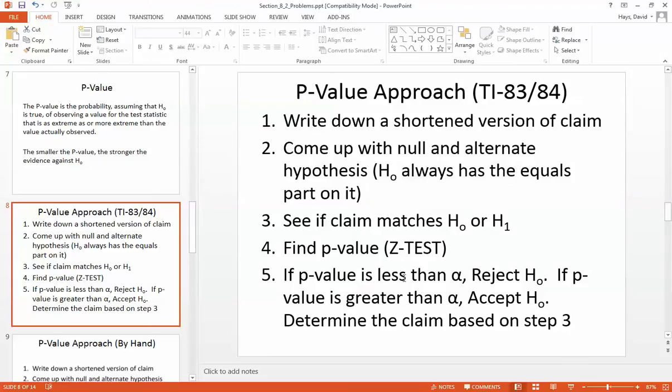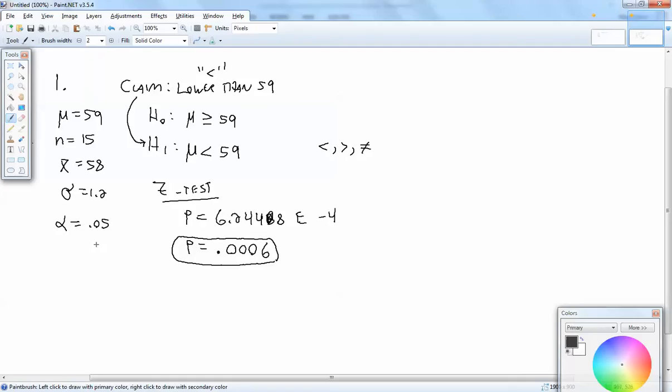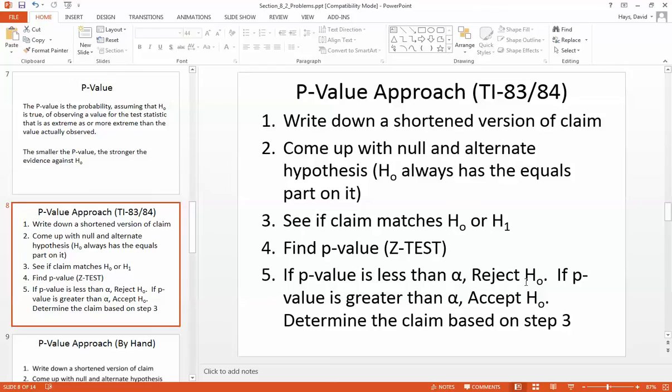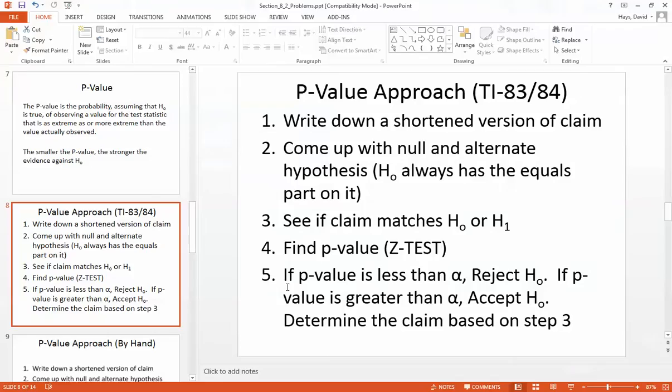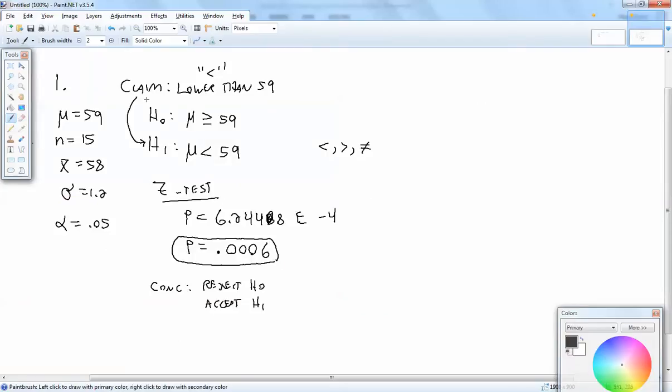Let's see what that means. It says if p-value is less than alpha. Pretty small p-value, and alpha is 0.05, so it is less than it. It says then we reject H naught. So for a conclusion, we reject H naught, which means we accept H1. And this says determine the claim based on step 3. Well, step 3 we said the claim matches H1, so whatever we say about H1 is what we say about the claim. So we'll accept the claim that the mean is now lower than 59.